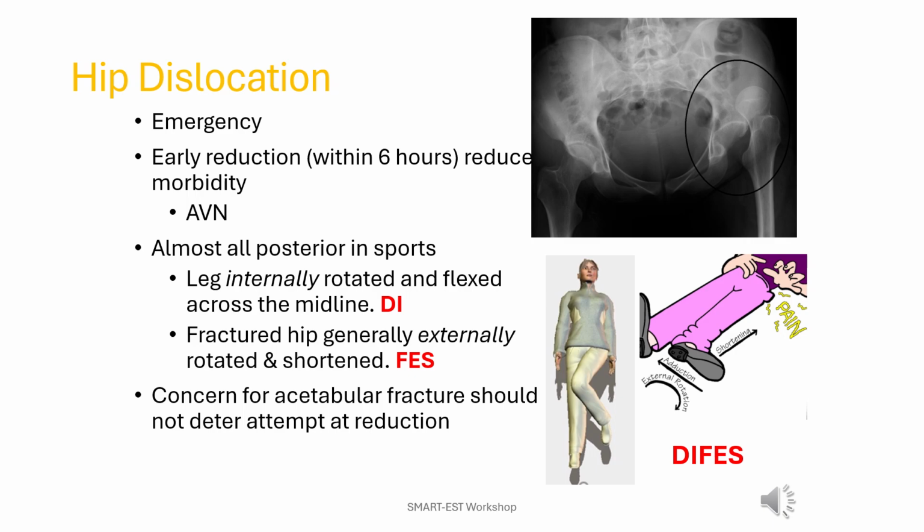In sports, most hip dislocations will occur posteriorly, and they will present with the patient's leg on the affected side internally rotated and flexed towards the midline, as you see in the diagram on this slide, as opposed to a hip fracture, which generally presents with an external rotation and shortening of the leg, as you see in the illustration on this side. The X-ray gives you an appreciation of the extent of the dislocation of the hip.